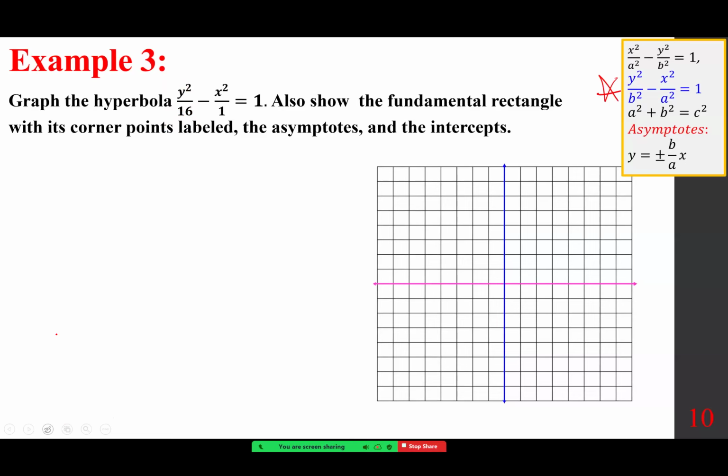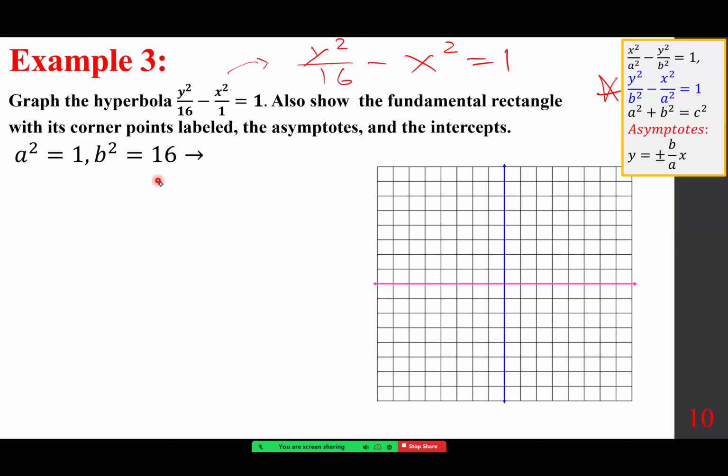In this case, a squared is 1 and b squared is 16. Now, one thing I want to add: they don't have to write x squared over 1. You have to recognize it's x squared over 1. Most of the time they would write this as y squared over 16 minus x squared equals 1. You should recognize when there is no denominator, the denominator is 1.